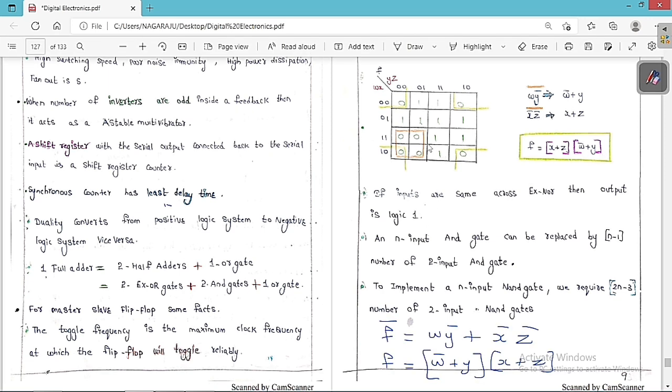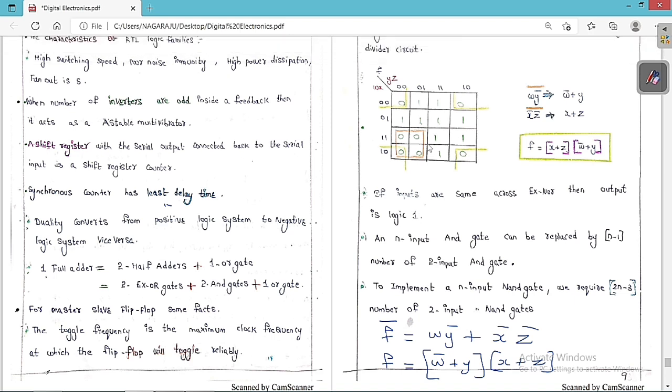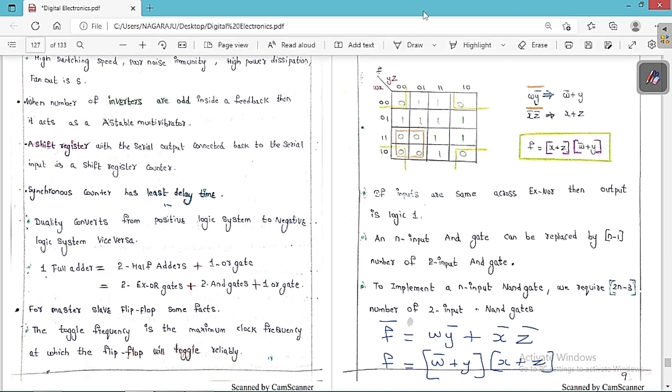Now you can see clearly, I am going to group the zeros. Basically what I am doing is grouping the zeros. I am going to assume this function F as F bar. If I assume F bar, I am going to group the ones. So grouping the zeros for a function F means that for F bar we are grouping the ones.